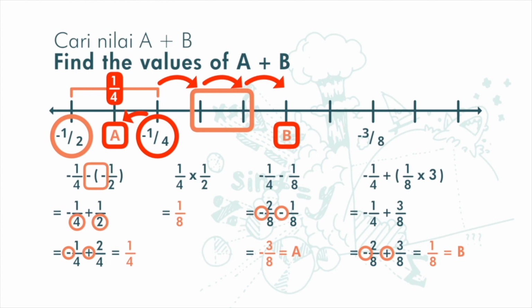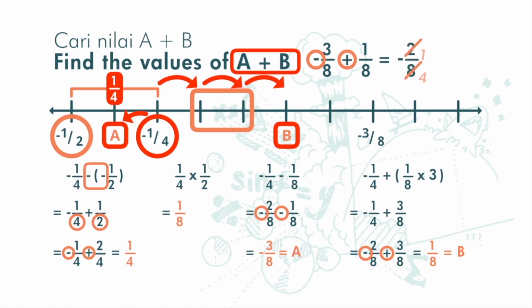But what the question wants is a plus b. a is -3/8. b is 1/8. This is minus 3. This is plus 1. We have more negative than positive. The answer has got to be negative. Then we subtract 1 from 3 to get 2/8. We can simplify it to get -1/4.